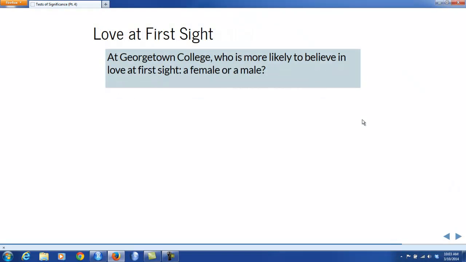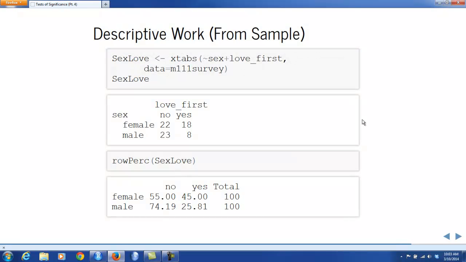Let's try another example and see what it teaches us. Say we have this research question. At Georgetown College, who is more likely to believe in love at first sight, a female or a male? In the Math 111 survey data, we have the variable sex, male-female, but we also have the variable love first, in which people answered the question, do you believe in love at first sight, yes or no? 2 factor variables, both with 2 values.